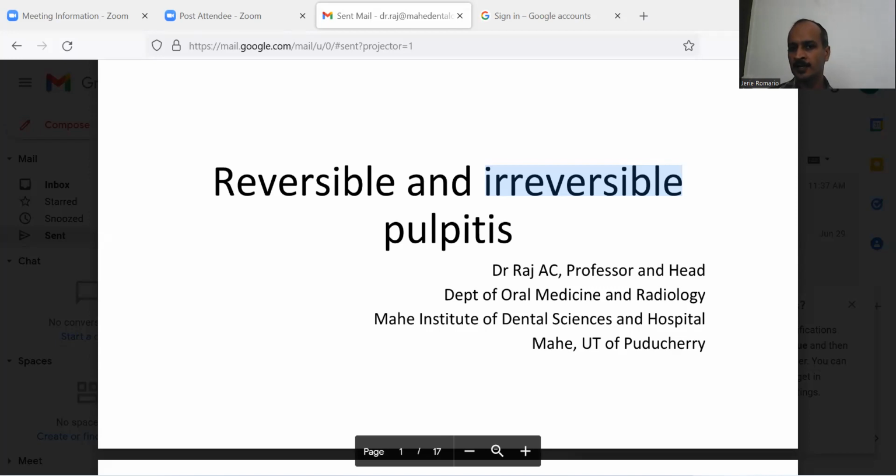So the first is enamel caries. When it deepens, it goes to dentine. It is called dentinal caries. Then slowly the pulp is affected. At that time it is called reversible pulpitis. And further, when it progresses, it is called irreversible pulpitis. Irreversible pulpitis can be acute or chronic. Usually, it starts with acute, slowly goes to a chronic stage, and then it may become necrotic.